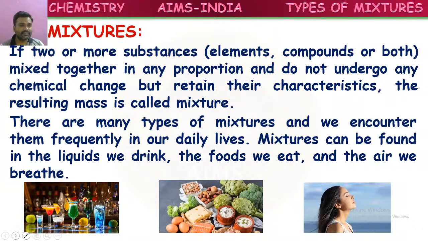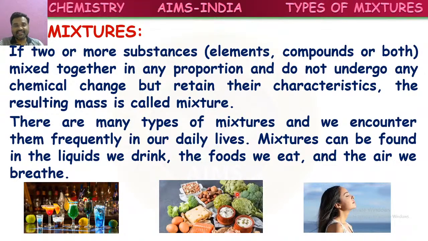If you see the first one, drinks. If you drink a cola, it is made up of sugar, water, some gases dissolved in it, and some chemicals added to get the flavor. So in this way, the drinks we consume daily are made up of different components. So they are mixtures. And the food items we eat, generally, if you take food, it is made up of rice, curries, water, salts, masala. All these ingredients are there in that. So they also come under mixtures.